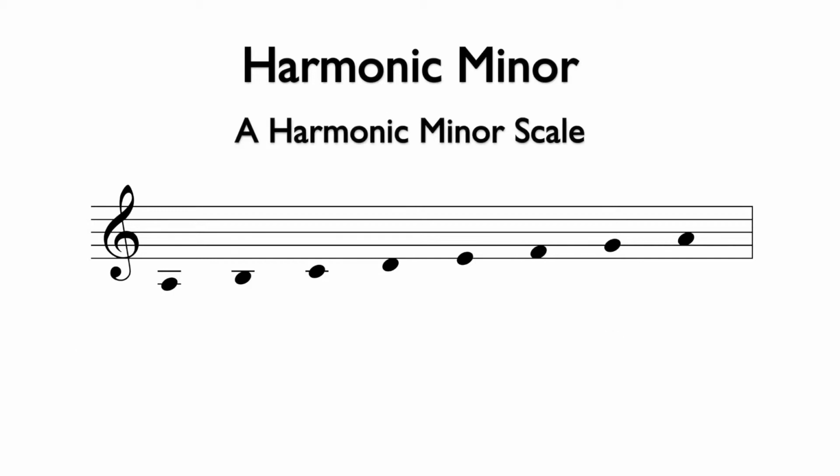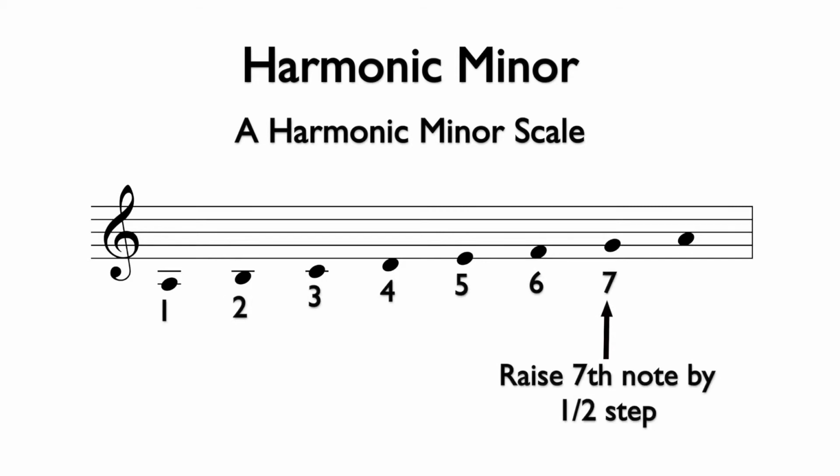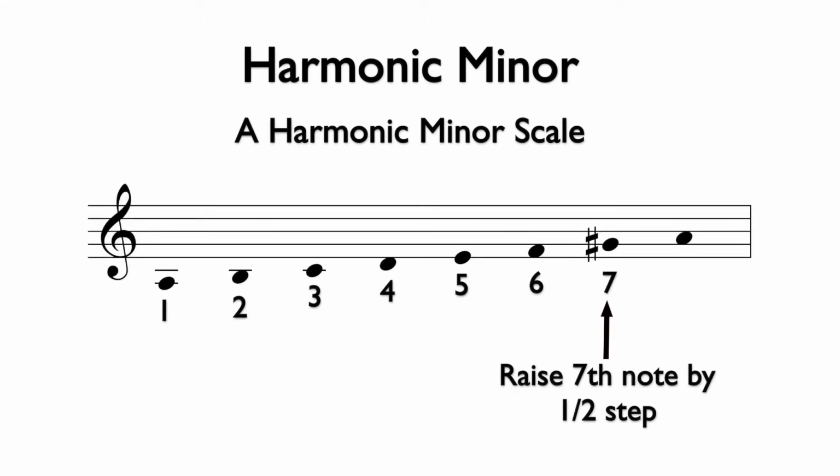To create the A harmonic minor scale, we raise the 7th note of the natural minor scale by a 1/2 step. So the G becomes G sharp.